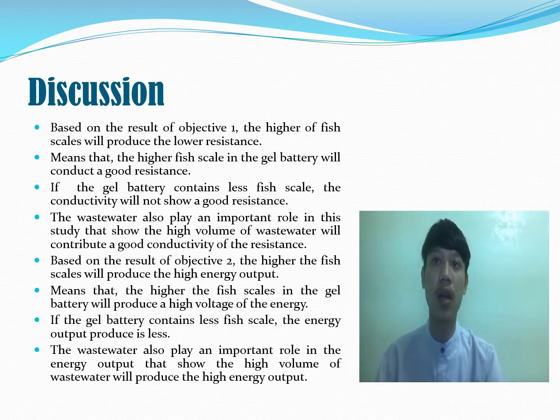Based on the result of objective 2, the higher the fish scales will produce the higher energy output, meaning that the higher the fish scales in the gel battery will produce a high voltage of the energy. If the gel battery contains less fish scales, the energy output produced is less. The wastewater also plays an important role in the energy output, showing that a high volume of wastewater will produce the high energy output.